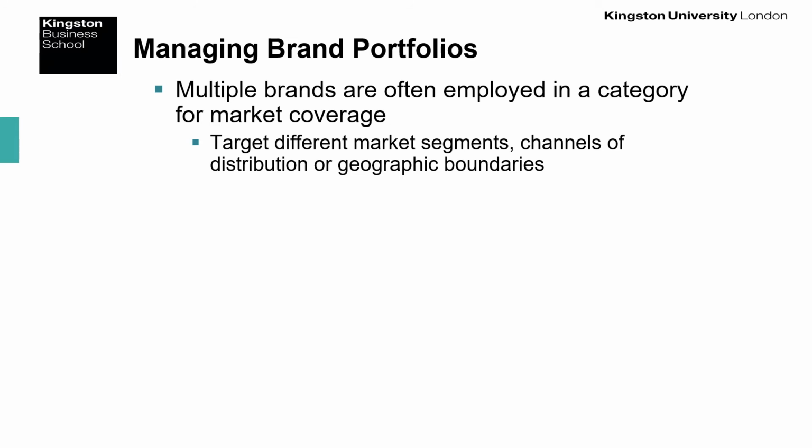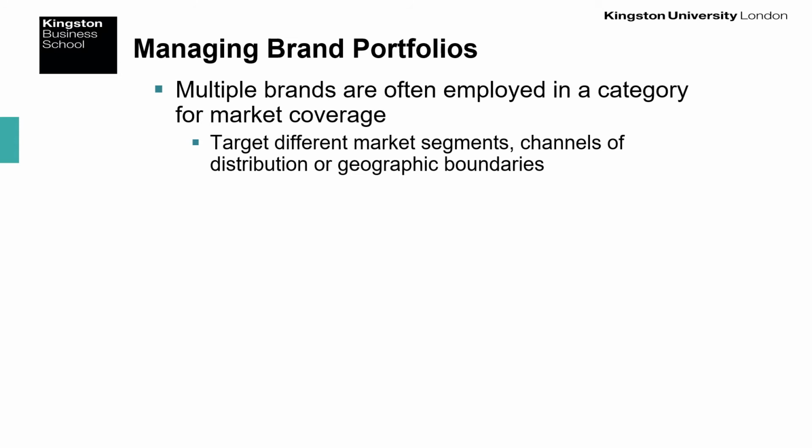Different brands can be used to target different channels of distribution. A good example of that would be in hair care. So L'Oreal have a special brand called Kerastase, which is targeted at the professional distribution channel. In other words, it's primarily sold through hairdressing salons and is not generally widely available in shops, as L'Oreal's other hair care brands would be.